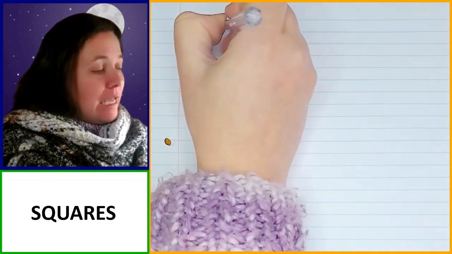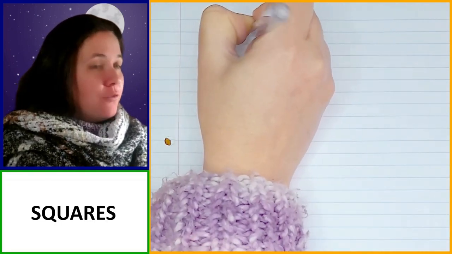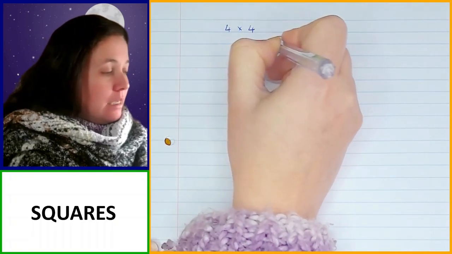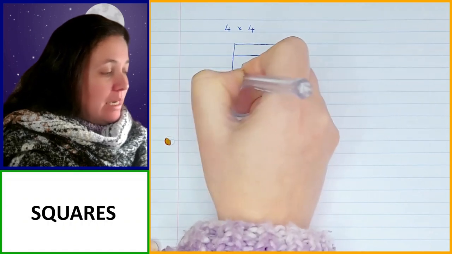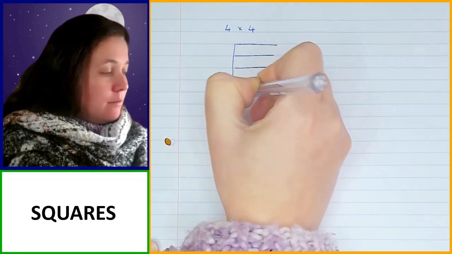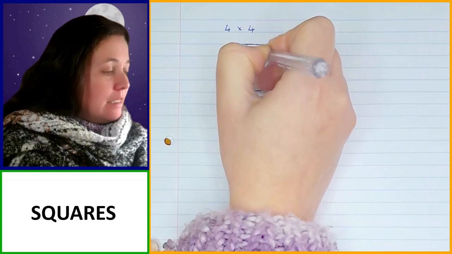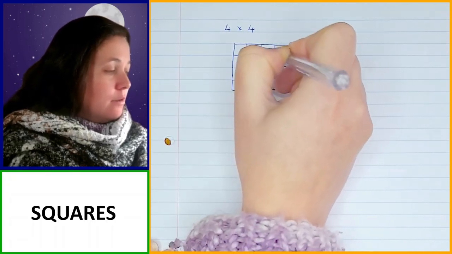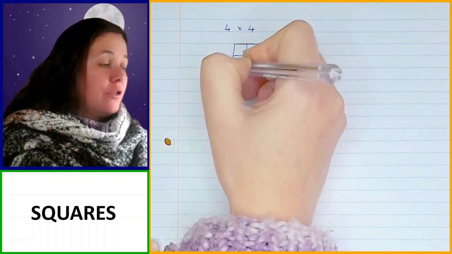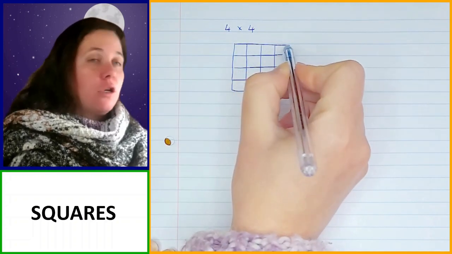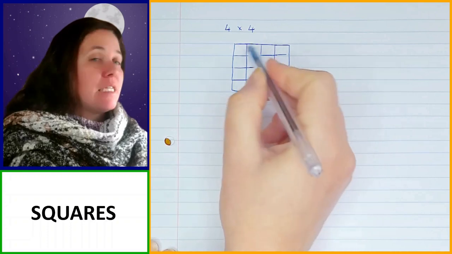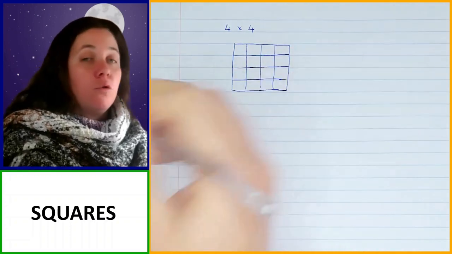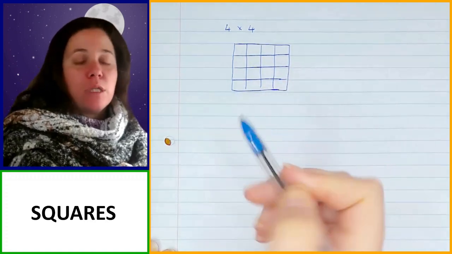So for example, you can have 4 times 4, which if we were to draw this as a square like this, you can see that there are 4 blocks down the side, and there are also 4 blocks along the top. Okay, so it is forming a square, a 4x4 square. And that is why this is called square, because it forms a square like this.